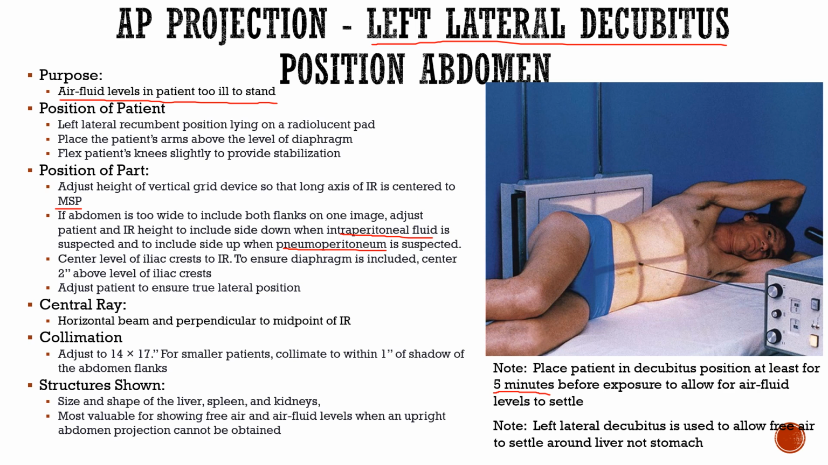We want to center at the level of the iliac crest, but usually we center 2 inches above the level of the iliac crest because we want to make sure we get the diaphragm on. So for smaller patients, you're going to do the same collimation, and we're going to look at the size and shape of the liver, the spleen, and the kidneys, and it's very valuable for showing air fluid levels when an upright abdomen cannot be obtained.